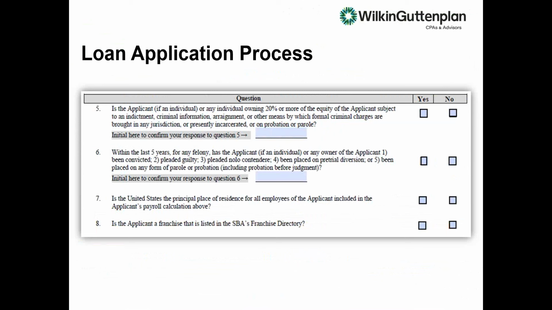Here we're getting into identifying who owns more than 20% of the company. I'm sorry, these are the bad boy provisions, 5 and 6. This is if someone had a problem with the government and had any criminal charges or other kinds of felonies or problems previously with the SBA. If you do, you would be out for this loan. Also listed here is that the principal place of business of all employees needs to be in the United States.